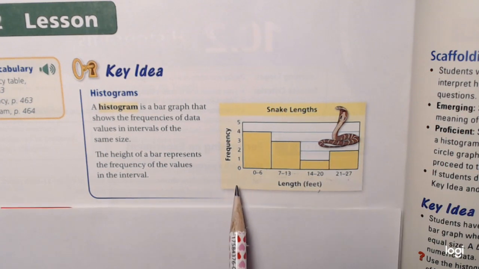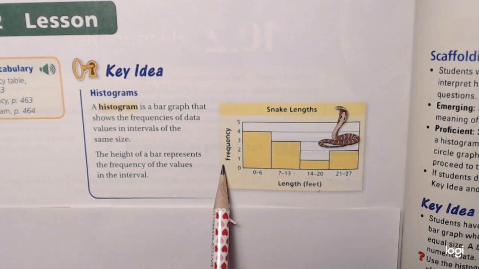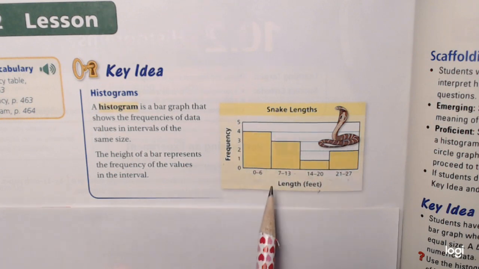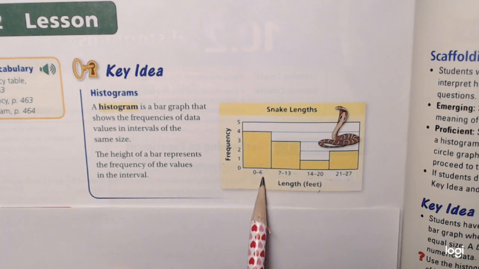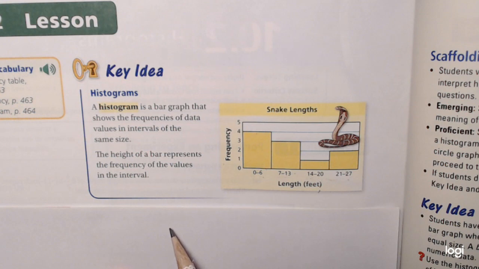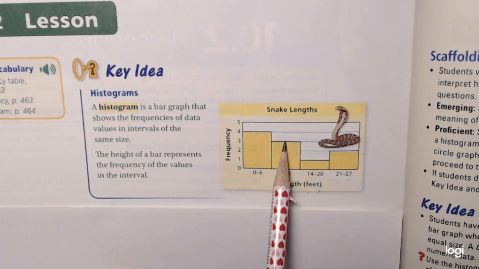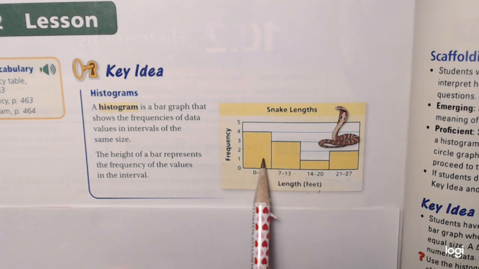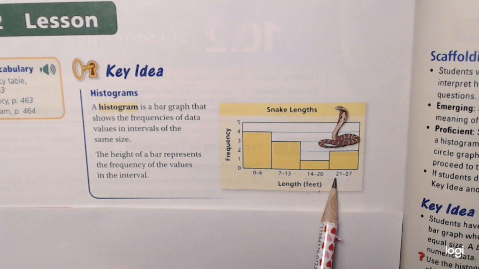On the side of our histogram, we have what we call our frequency. Our frequency is the amount or the number of. So for example, for snakes of 0 to 6 feet long, we have a total of 4 different kinds of snakes. 7 to 13 feet long looks like 3 snakes. 14 to 20, 1 snake, and 21 to 27, we have 2 snakes.